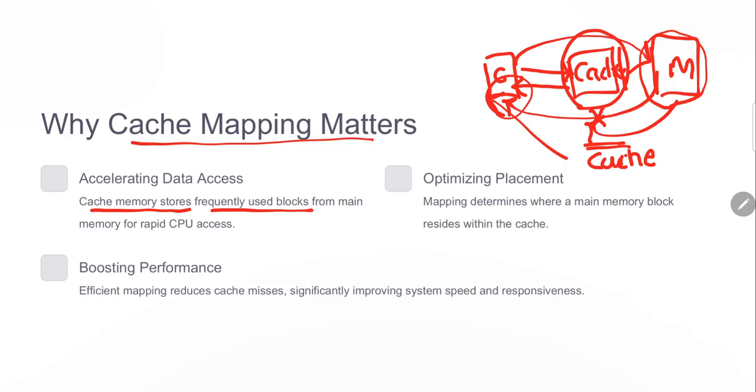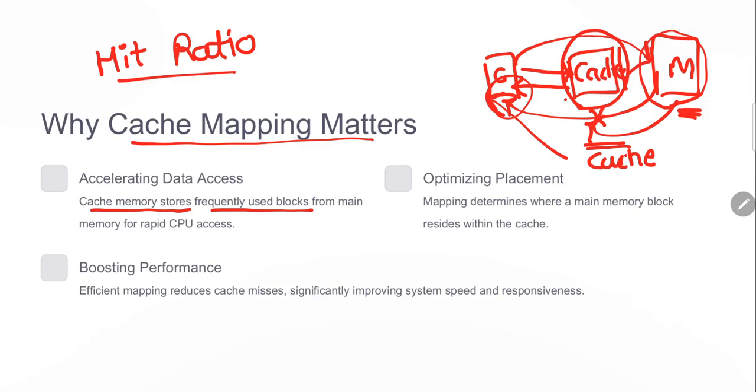The second thing is performance boosting. As I told you, if the data is available in the cache memory, then the CPU will take it from there, and if it is not available, then it will bring it from main memory. So there comes the word hit ratio. You might be aware of the hit ratio. Now, what is a hit ratio?